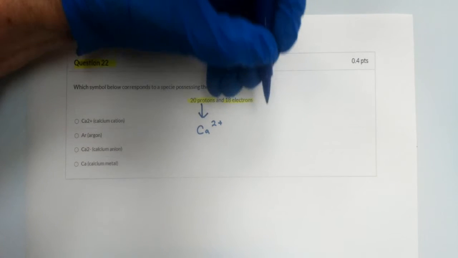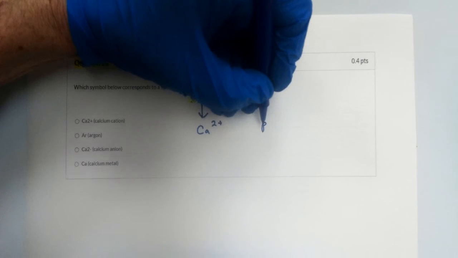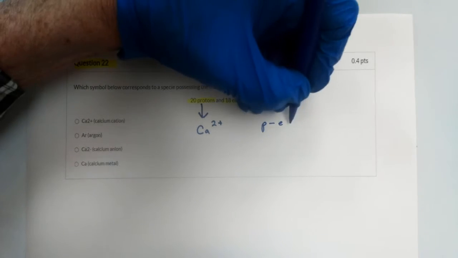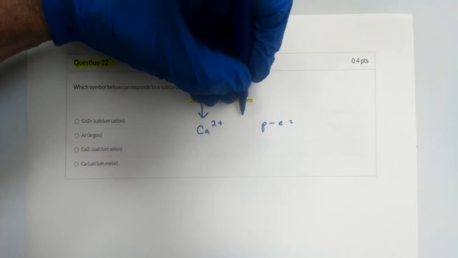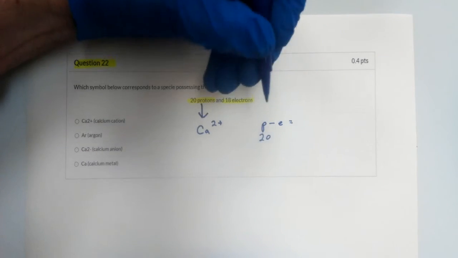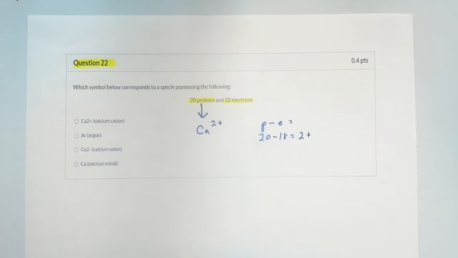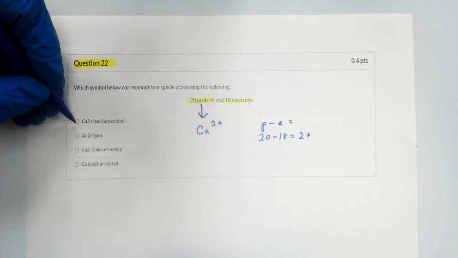Now, a simple way to do that is simply to take the number of protons and subtract away the number of electrons. So P minus E. What's the number of protons again? 20. What's the number of electrons? 18. What's the number here? 2, or 2 plus. So that's what we get with cations. So folks, this is known as the calcium cation.